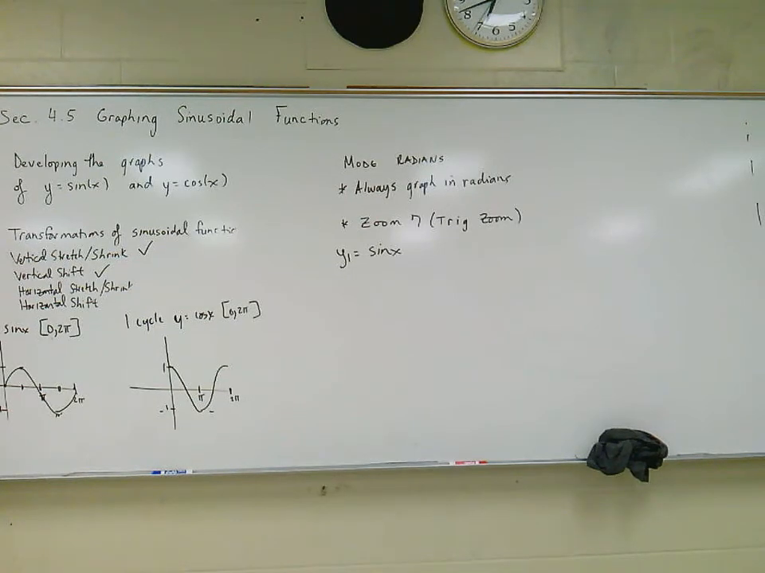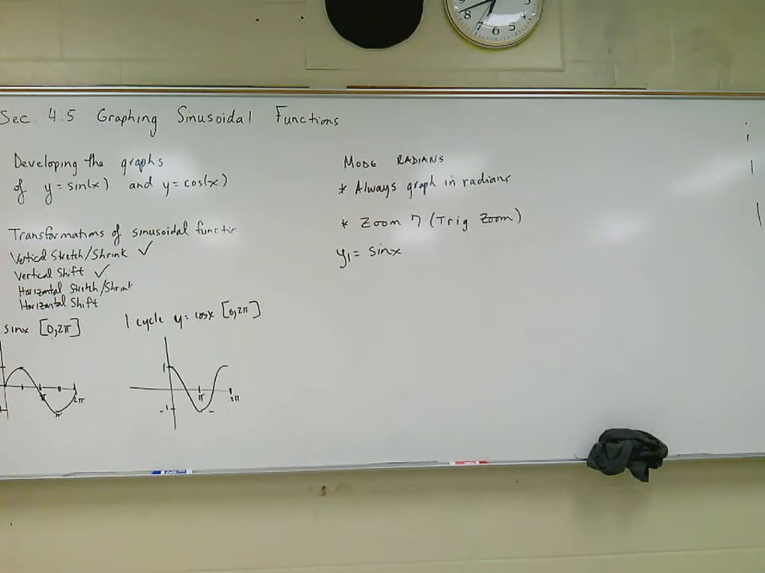Wait, how do you get to zoom? Ma'am? At the top. On the left. Zoom? Oh, sorry, yes. I see. And then pick 7 and it will go ahead and put a trig zoom for you. Should be like negative 3 to 3 on the y's, and then it should go negative 2 pi to 2 pi. You should see our normal graph.